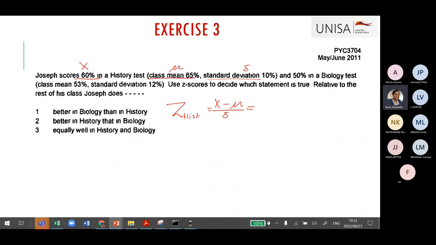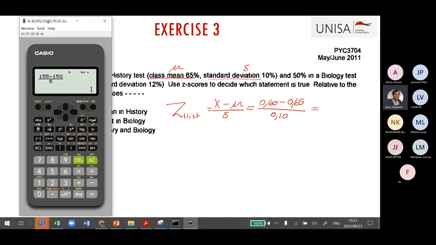So before I take my calculator, I first need to put in the values here. 60% is 0.60 minus 0.65, divided by 10%, which is 0.10. And you just calculate the answer there. Go to my calculator.